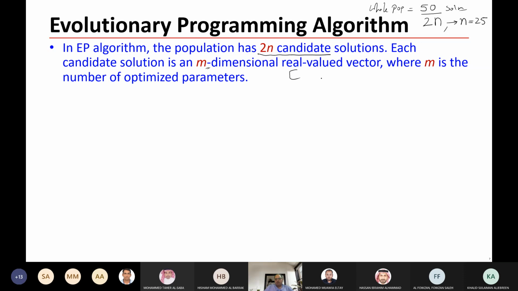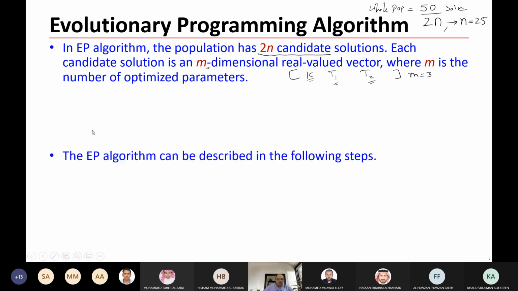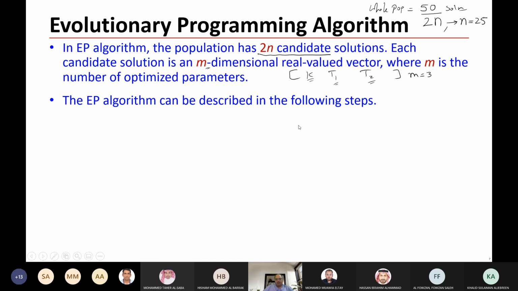And this m is the number of optimized parameters. In our control problem, you have 3 parameters, K, T1, and T2. So this is the chromosome here, real-valued parameters, and m here equals 3. For this specific problem, you have 3 optimized parameters, so m equals 3. This is the dimension of the solution. And the EP algorithm can be described in the following steps.